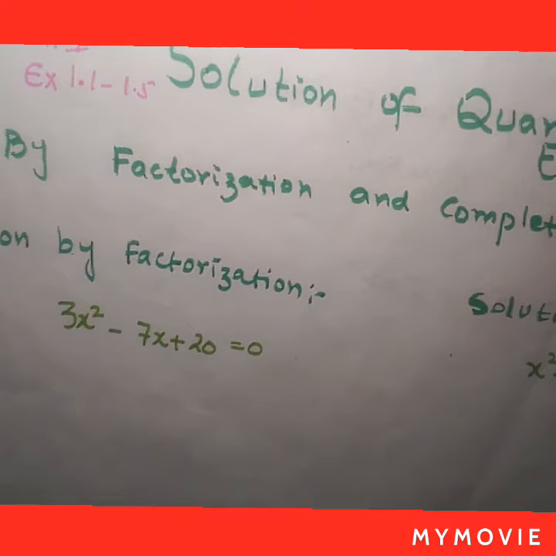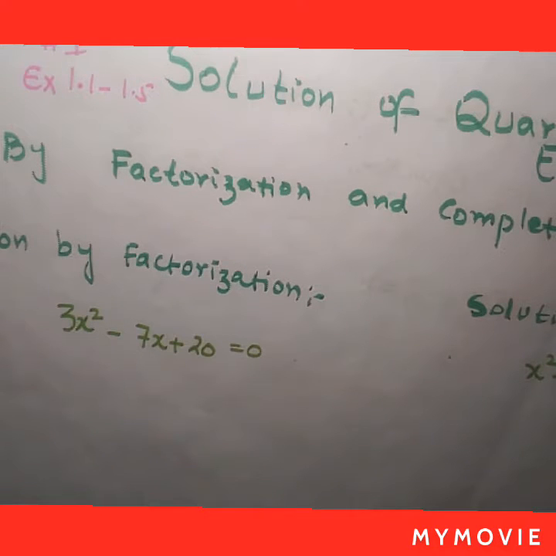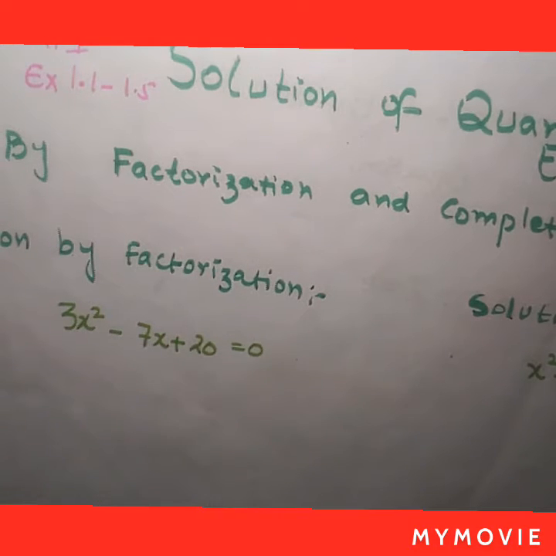Solution of quadratic equation by factorization and completing the square. What is factorization? Factorization is the method in which we make factors. Factors may be made by taking common from both sides of the equation. It may also be done by the mid-break formula. Today I will explain what the mid-break formula is.